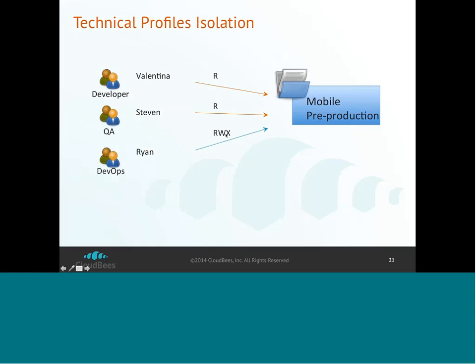In a CD context, DevOps people would have their own jobs to set up a pipeline for deploying an application, let's say in a pre-production environment here. Developers and QA people should not be able to modify or execute these jobs. In this case, they have read access on these jobs only.